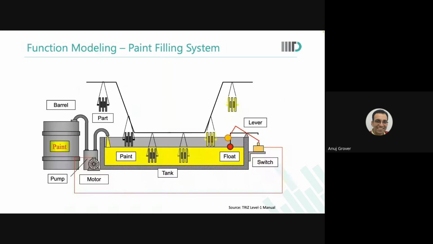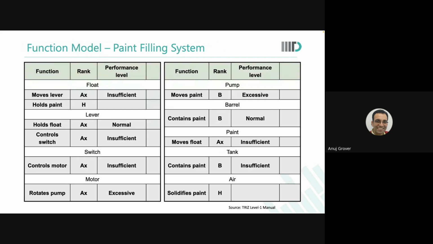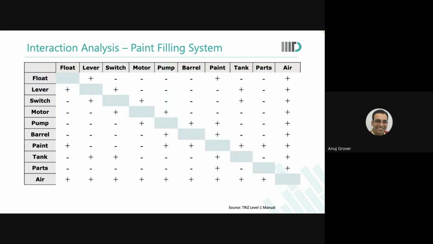This is the paint filling system. Its interaction matrix will already be in your notebooks. You start to write at least a few functions or a few components. You can pick up, let us say, float first, and lever, then switch. Pick in whichever way you like.